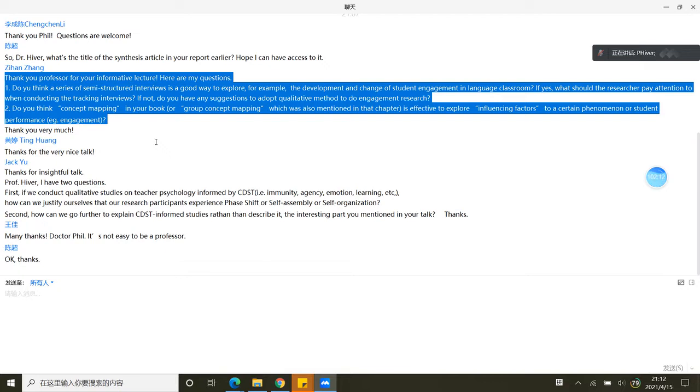Another question is whether concept mapping, which we introduce in our book, is an effective way of exploring influencing factors. I think what concept mapping helps us do is understand everything at play. If we want to know about a phenomenon, concept mapping tells us this is everything at play, everything that's happening. So yes, it can help us explore influencing factors. But immediately the caveat is concept mapping is not very useful for development. It doesn't help us trace change through time. It simply helps us understand the complex interactions of components at one time.